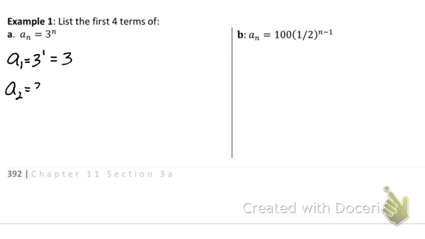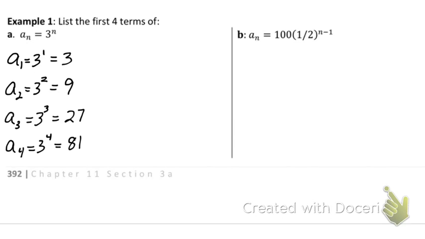A sub 2 equals 3 squared, which equals 9. A sub 3 equals 3 to the third, which equals 27. And a sub 4 equals 3 to the fourth, which equals 81.